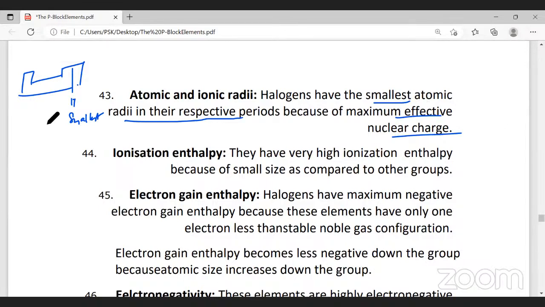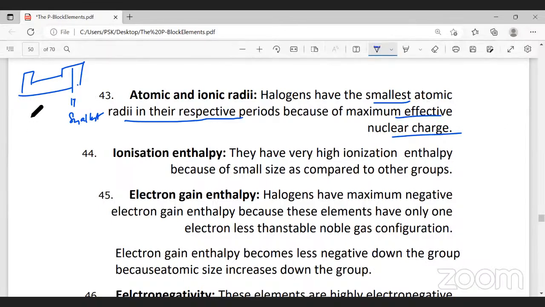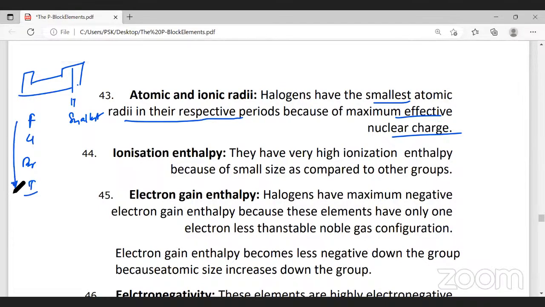But as we go down the group, fluorine, chlorine, bromine, and iodine, atomic size increases. That is the general trend in the periodic table. Down the group, the atomic size increases, but halogens are the smallest in the respective period. Second, ionization enthalpy.